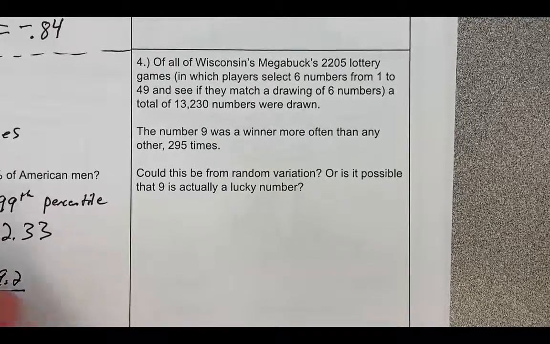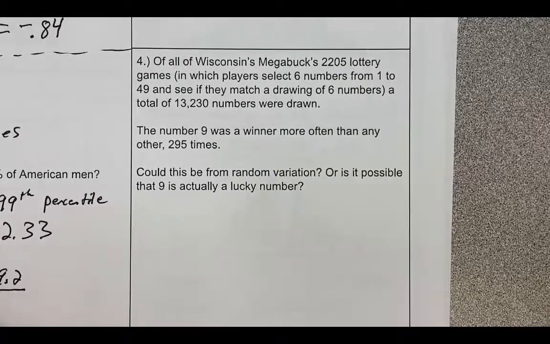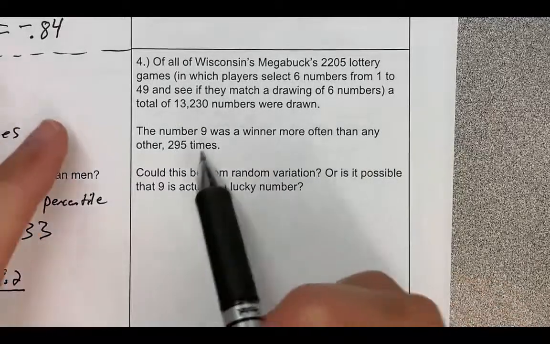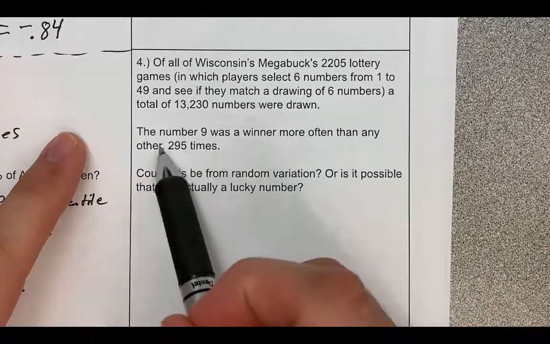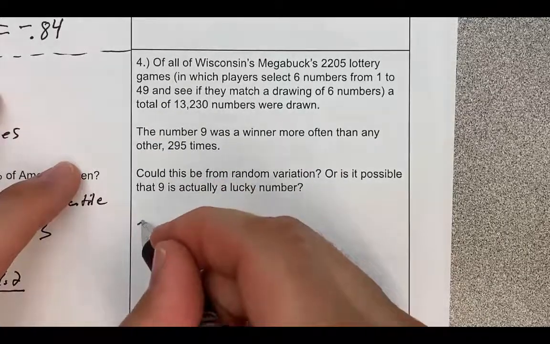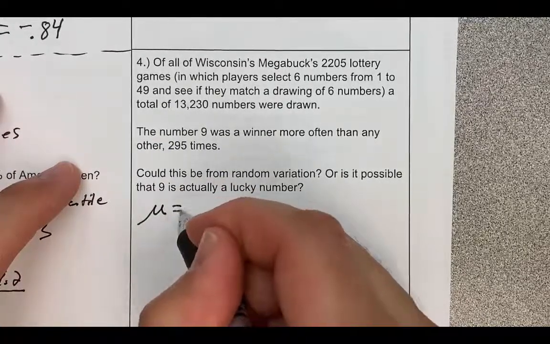So let's see. If 9 was the most frequent number picked out of the numbers 1 to 49, is it possible that 9 is actually a lucky number? Is it likely that 9 is one that you should pick more often than not because it wins so much more frequently? Well, let's figure this out. First of all, let's figure out what is the average number of times that you would expect any number to win. All right, so what we need to do then is figure out the mean.